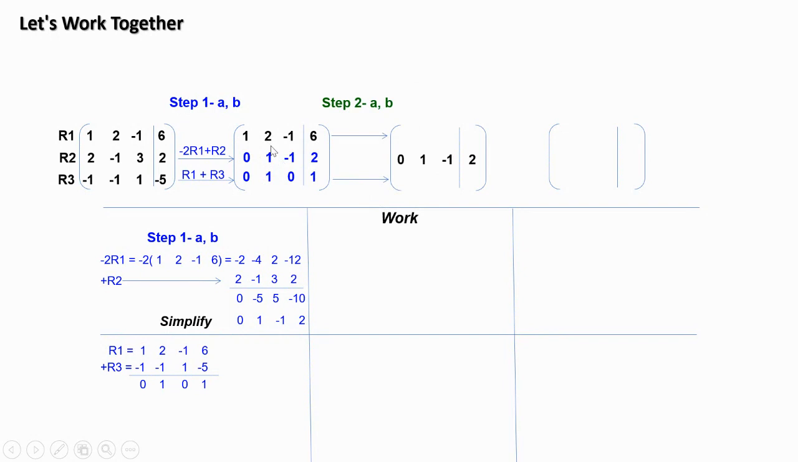Times 1, right? I mean times row 2. That way when I add it to row 1, they'll cancel. So we got negative 2 row 2 plus row 1. I believe this is the hardest thing for the students, but once they get all the practice, this will be easy, guys, because once you get this, all you do is just bring it down, right?